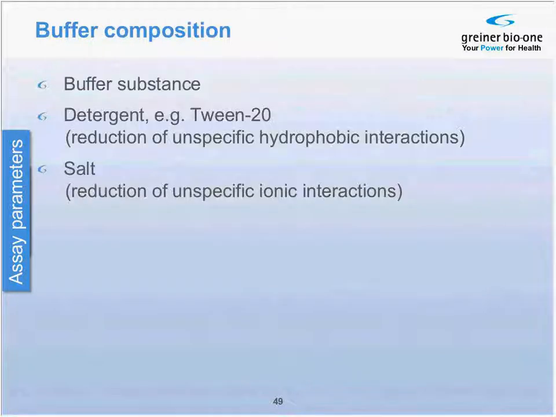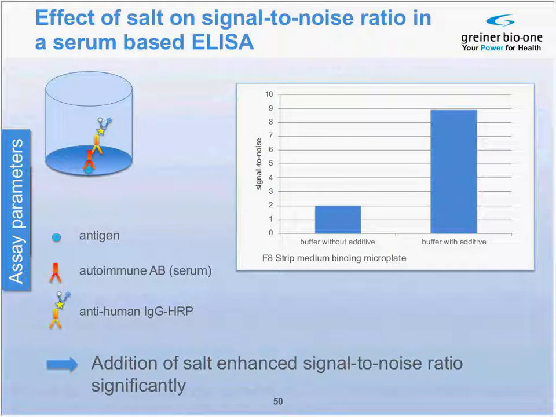The last point I want to talk about today is buffer composition. Besides the substance, commonly a detergent like Tween 20 is added in low concentration to reduce unspecific hydrophobic interactions. Not widely used, but sometimes very important, is the addition of salt to reduce unspecific ionic interactions. When we established a serum-based ELISA in our lab, we started with a very bad signal-to-noise ratio. This was improved significantly when we added salt in low concentrations to the buffer.